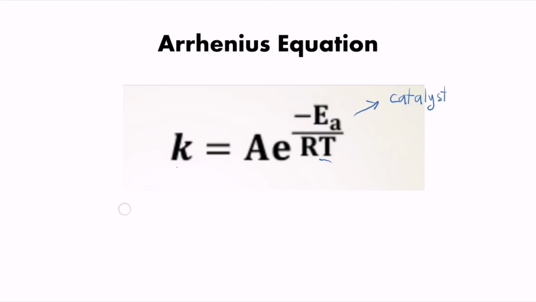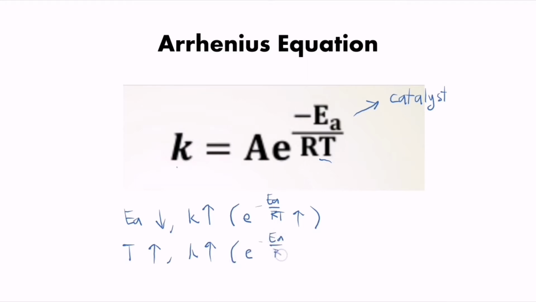In this equation, when activation energy is lowered by the addition of a catalyst, the rate constant will increase. This is because the factor negative Ea over RT will increase when we lower the activation energy. And when temperature increases, it will increase the rate constant. This is because the factor negative Ea over RT will increase when we increase the temperature.